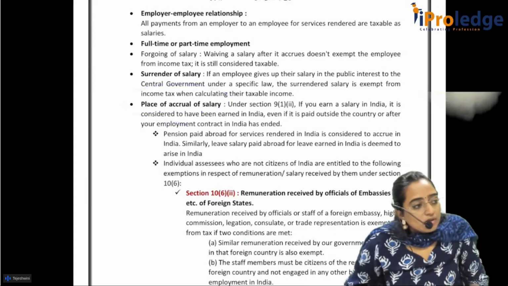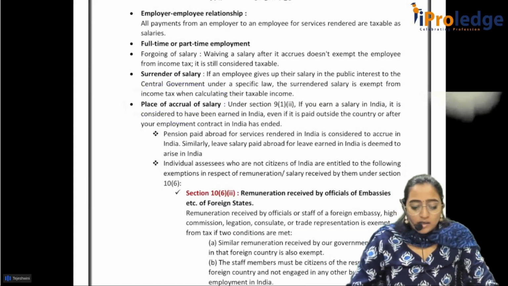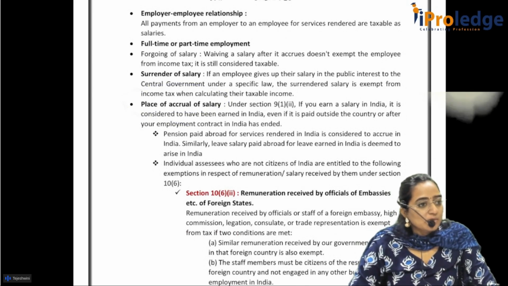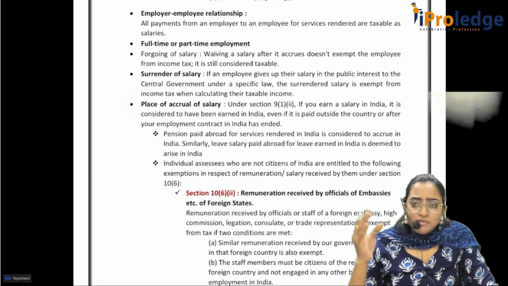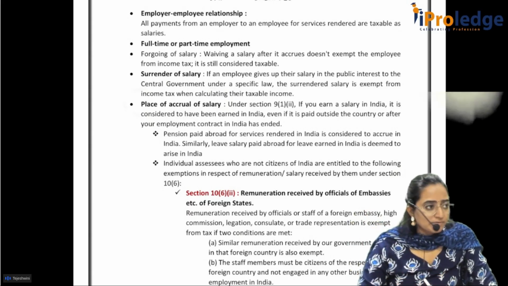Next, place of accrual of salary. See, if you earn salary in India, we are going to make it taxable as though it is accrued or arisen in India, even though the payment might happen outside India.